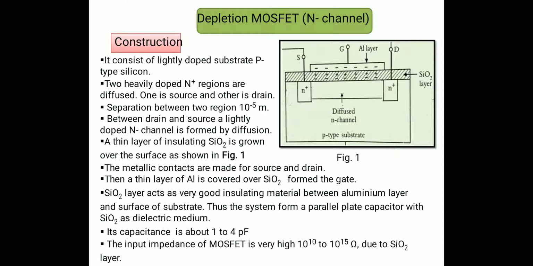The aluminum layer and the surface of the substrate form a parallel plate capacitor with the SiO2 layer between them, which acts as a very good insulating material. The capacity of this capacitor is of the order of 1 to 4 picofarad. Because of the presence of this SiO2 layer between substrate and gate, the input impedance of the MOSFET is very high, of the order of 10 to the power 10 to 10 to the power 15 ohm.